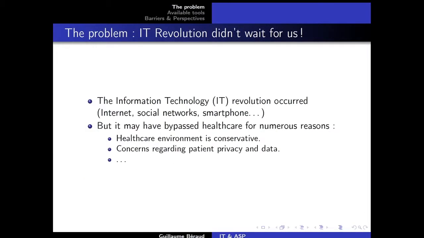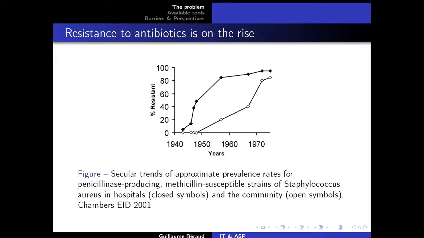On the other hand, you know that the information technology revolution occurred. You heard about a thing called internet, social networks. You probably have a smartphone. And it all happened in the last 20, 30 years. And it infiltrated our lives in every way. Not in the same proportion in the healthcare environment, for numerous reasons. First, because hospital and healthcare is a conservative environment. And of course, there is a lot of concern about data, patient privacy, and so on. But there are a lot of things happening in the rest of the world. So maybe we should pay attention and see how we could use it for our own usage in the hospital or in primary care.